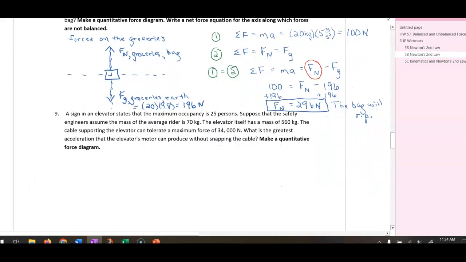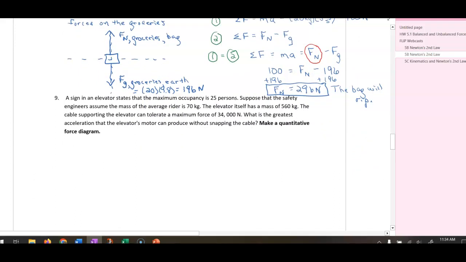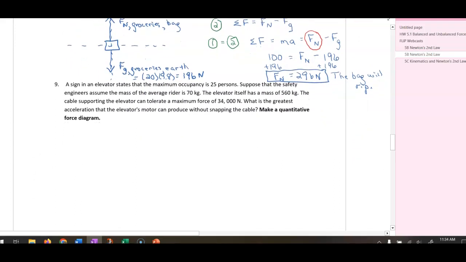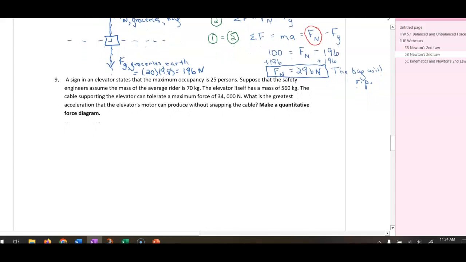Okay, let's go on to number 9. Here we have an elevator, and it says that the maximum occupancy is 25 persons.